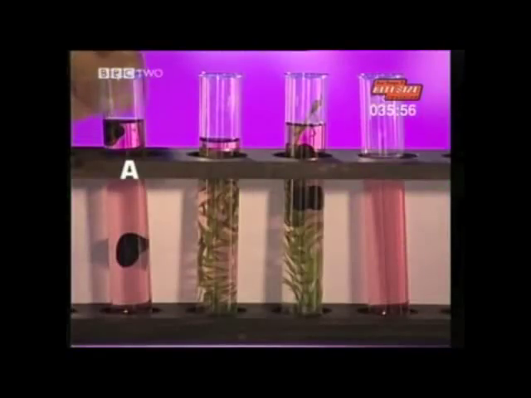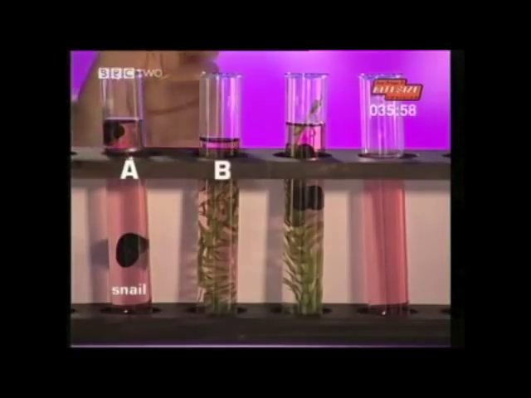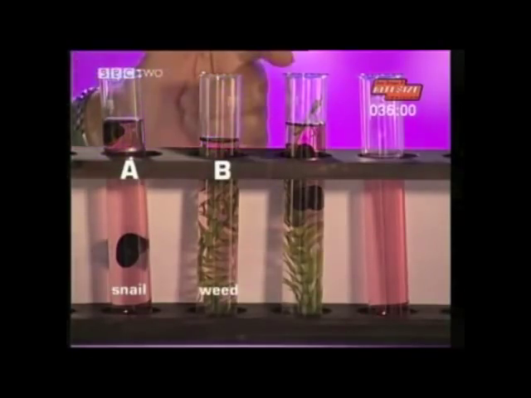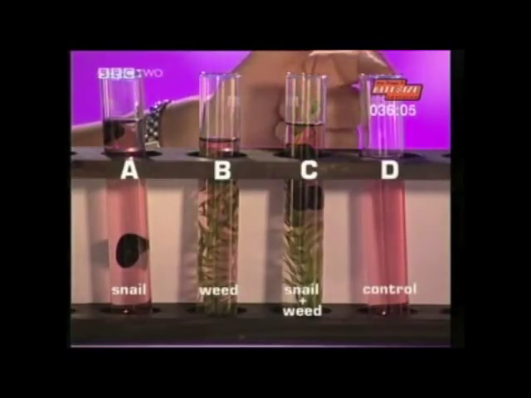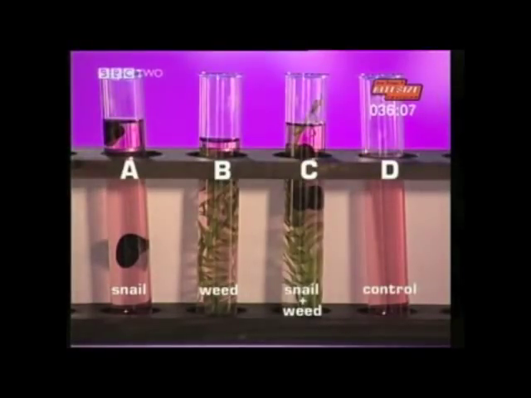On the paper is a picture of some test tubes. I've got some real test tubes, each containing hydrogen carbonate indicator. Test tube A contains small snails. Test tube B contains waterweed. C contains snails and waterweed. And D is the control with only the solution. And as we can see, at the start of the experiment, they are all reddish-orange.